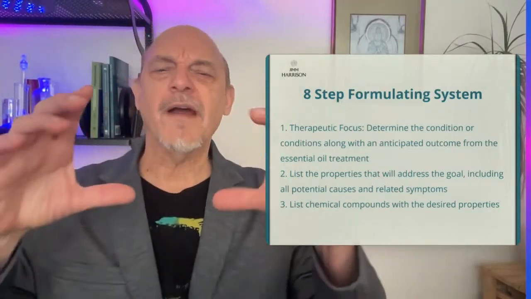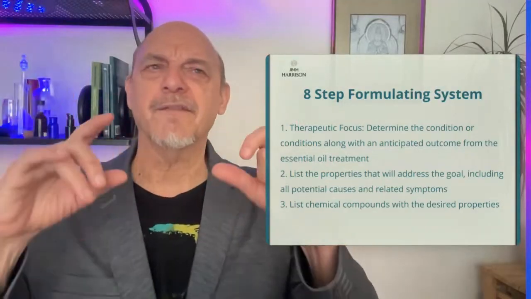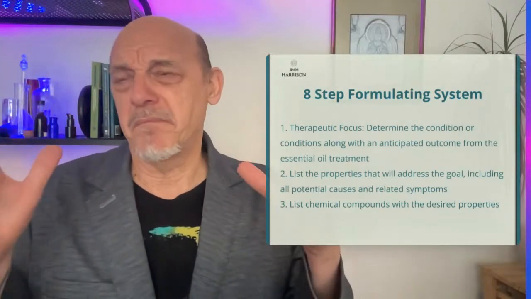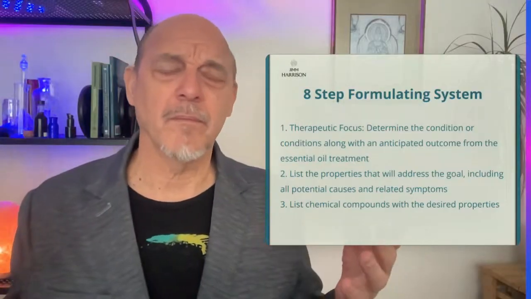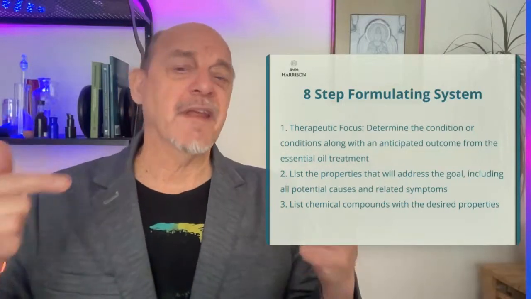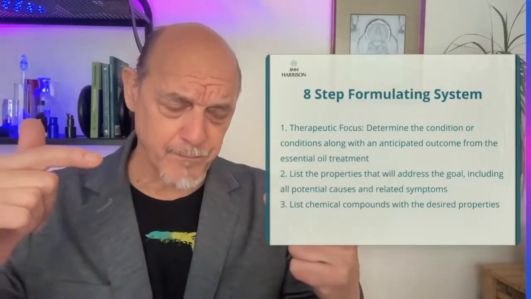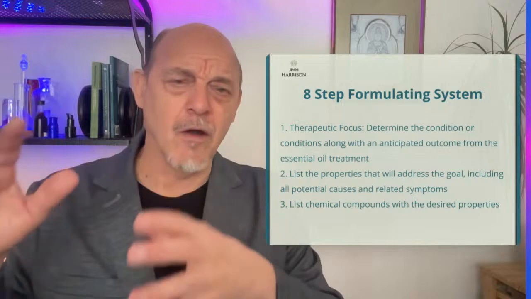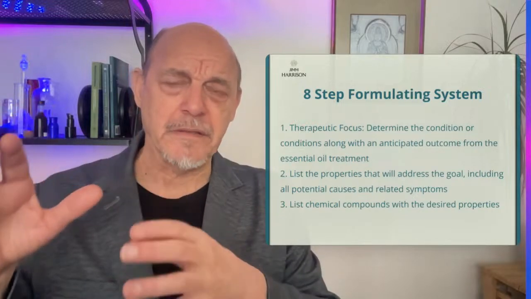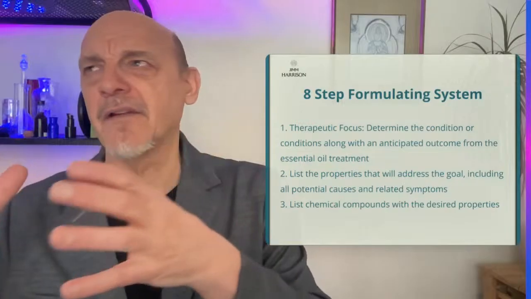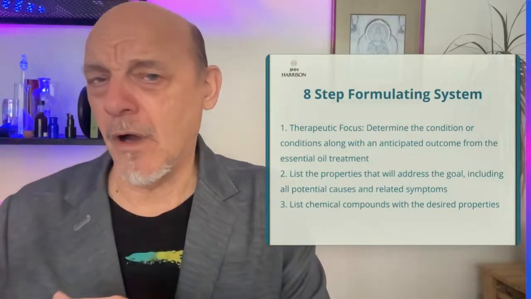All right. So once you have the properties, and it's going to be anti-inflammatory, antimicrobial, and purifying, or releasing water retention, things like that, then you need to list the chemical compounds. That's why I put that chart up, because if it's an anti-inflammatory, if I go to that chart, I'm going to select sesquiterpene hydrocarbon compounds. I'm going to select sesquiterpene alcohol compounds.